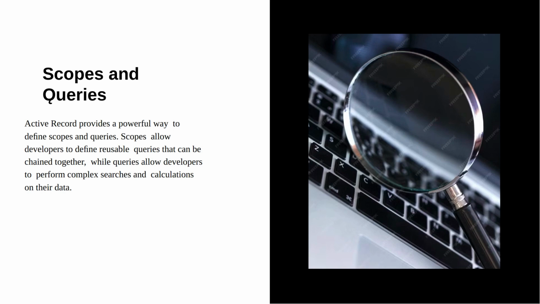Now comes scope and query. You can use methods like where to build custom queries to fetch specific records from your database. Active Record provides a powerful way to define scopes and queries. Now, we have to see what is scope. Scope allows the developer to define reusable queries that can be chained together. So as you can see, this is how we can use scopes and queries together in Active Record.